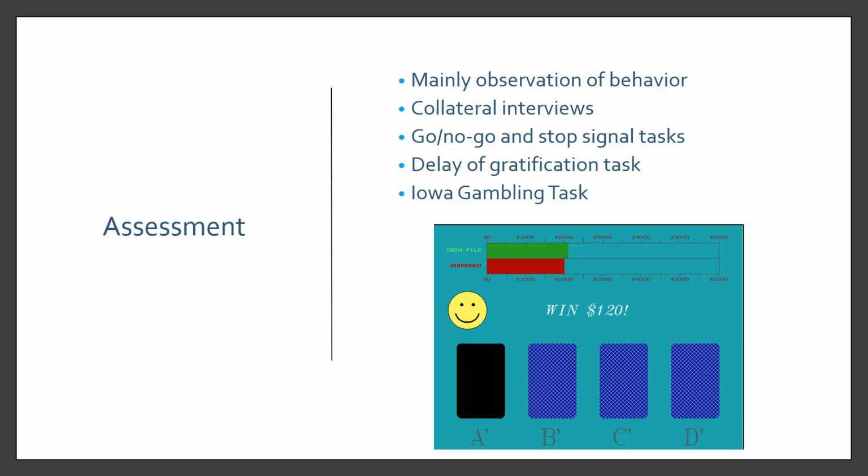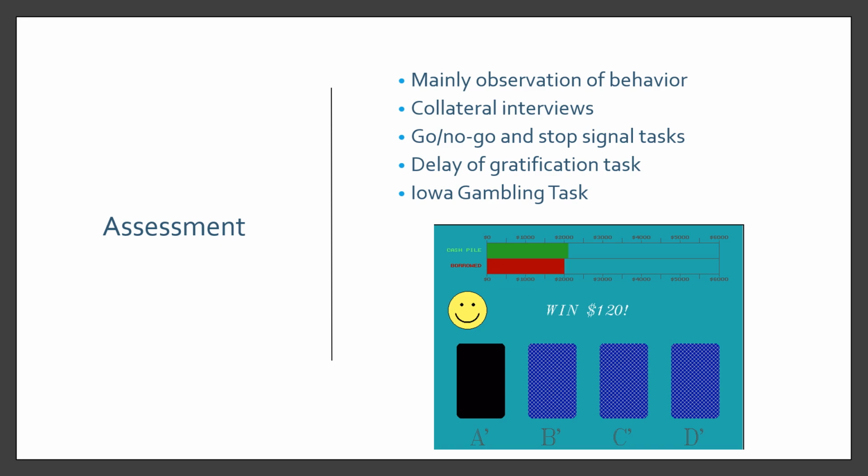A go, no-go task requires that you press a button or tap your hand in response to a certain stimulus. But then when another stimulus appears, you should not respond. So it's looking at your ability to inhibit your response. On a stop signal task, you would show a go signal on all trials. But then on a minority, just as they're about to respond, you would either play a sound or show a signal that indicates they should not press the button on that trial.